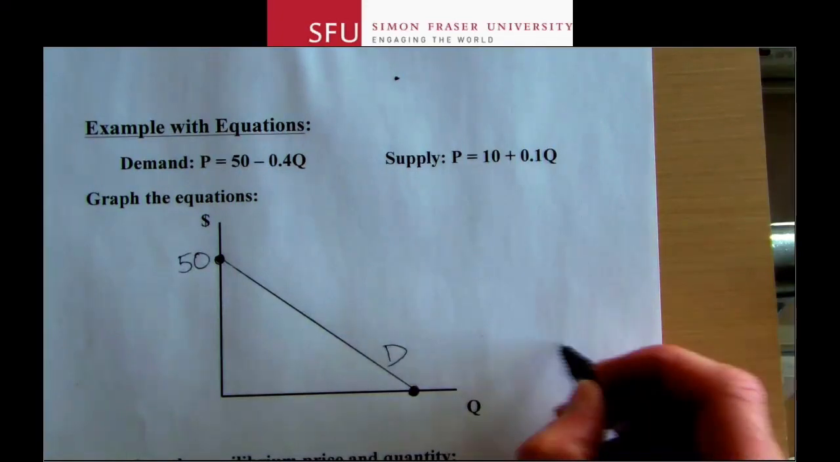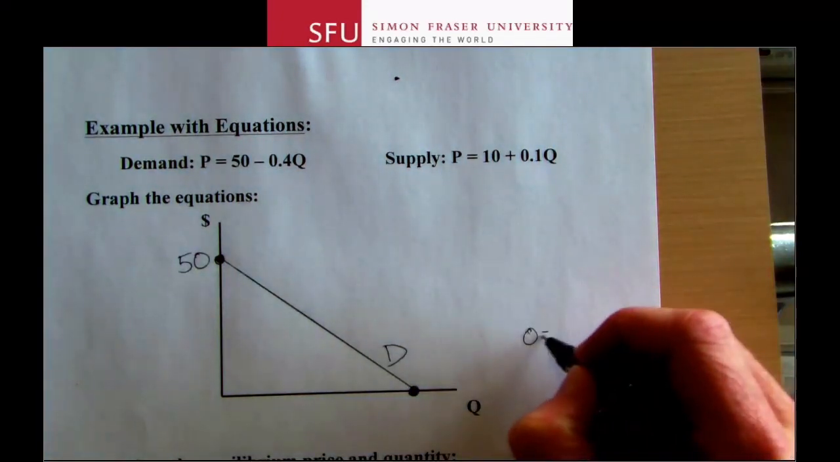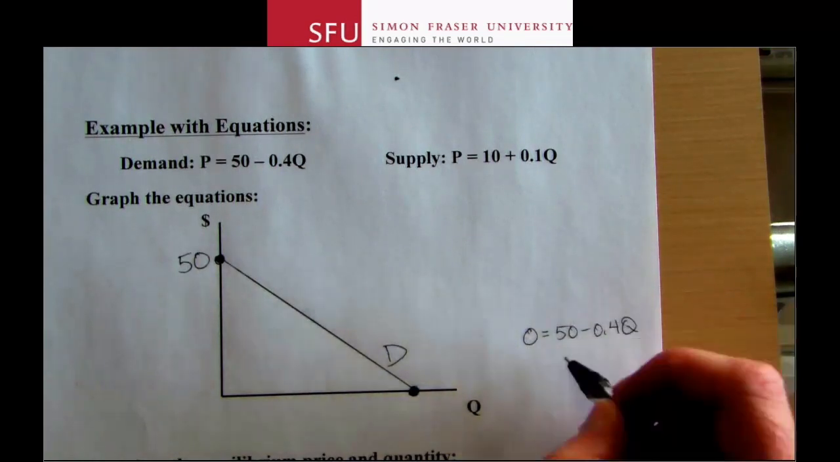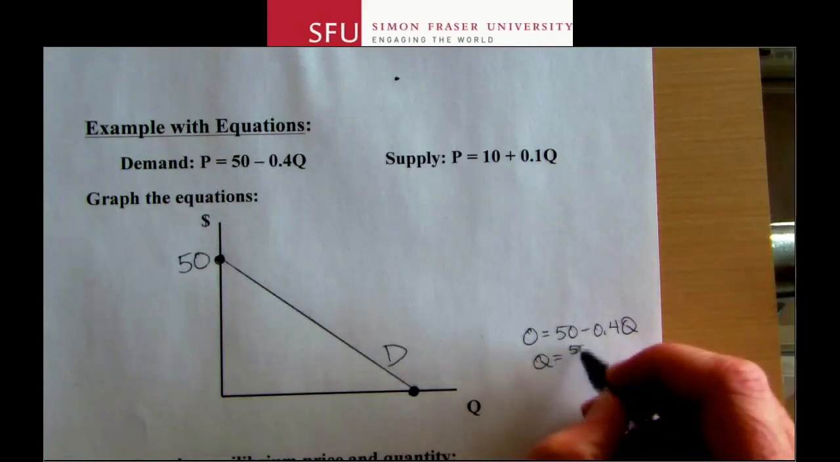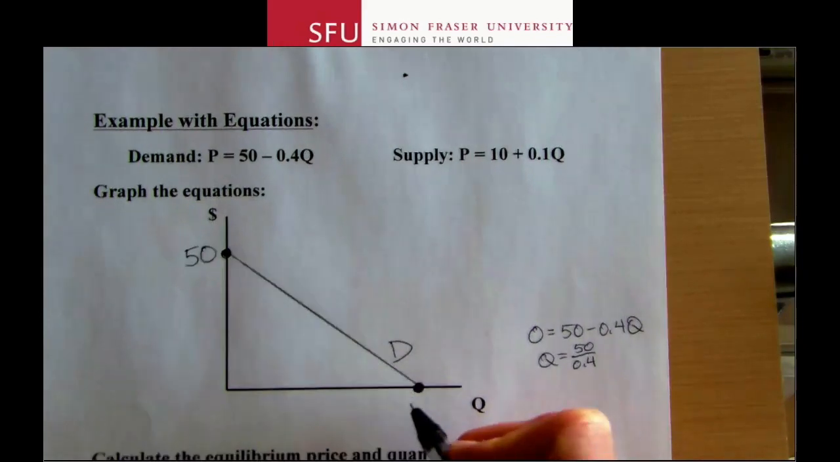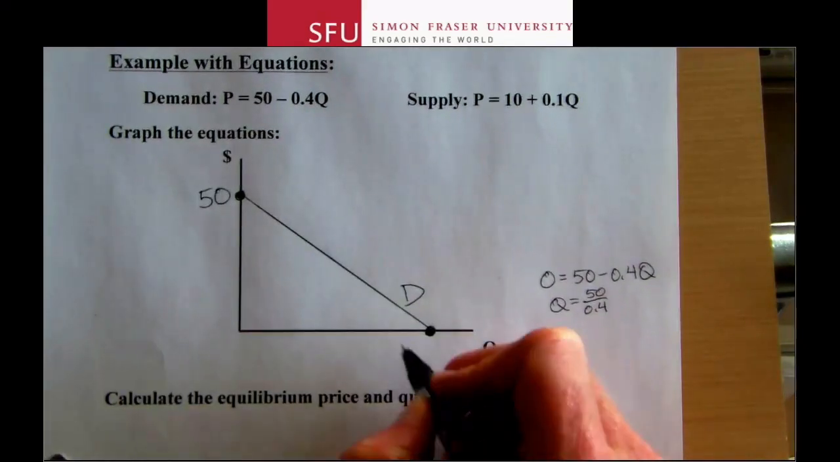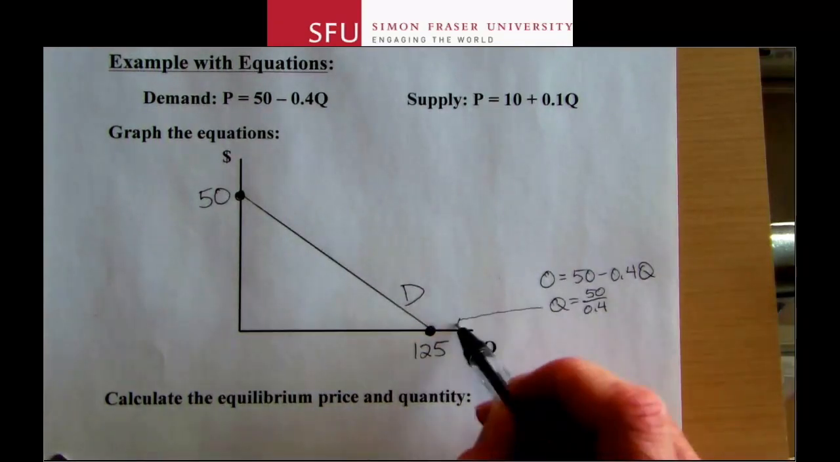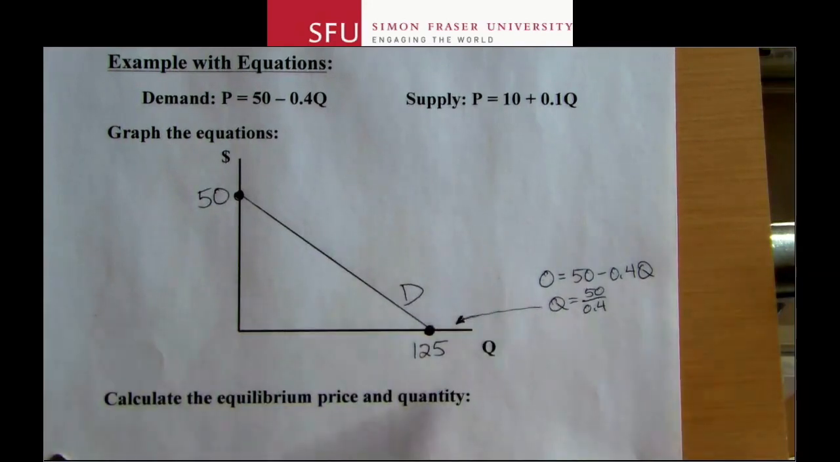So I'll just make a little note over here. When price is 0, so 0 equals 50 minus 0.4 Q. And so then Q will be 50 over 0.4. And so that will be the quantity intercept. And I already know that that's 125. I'll just draw a little arrow there just so you know what that's there for.